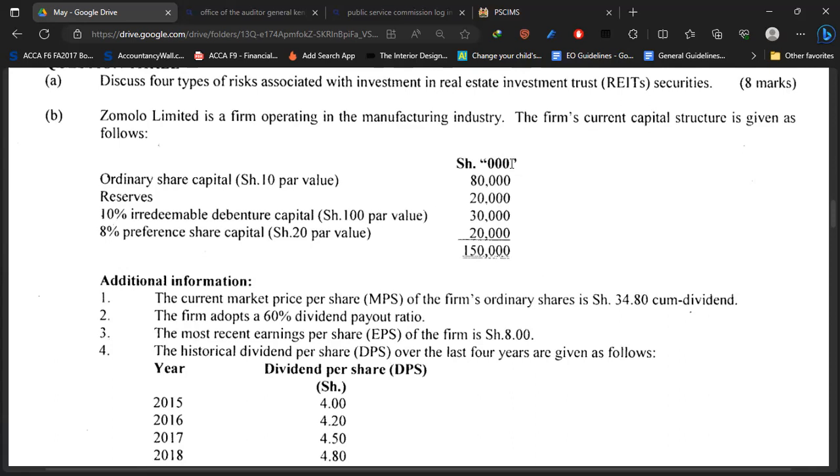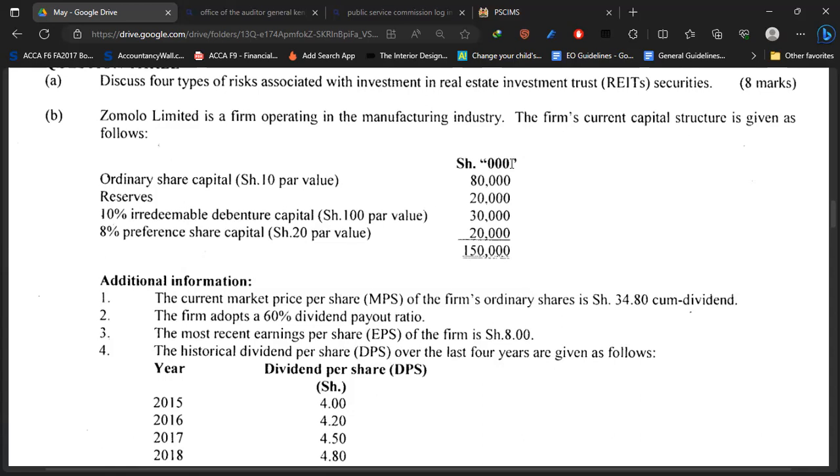What I can add is that some of the risks or types we have are systematic risk, which cannot be diversified, and unsystematic risk. We have gearing, which is a financial risk associated with the use of debt finance. We also have business risk, the risk of trading or trying to do too much with too little capital. Those are some of the risks associated with real estate. We will search and look at what is needed there. Now, allow me to do the Zomolo Limited question.